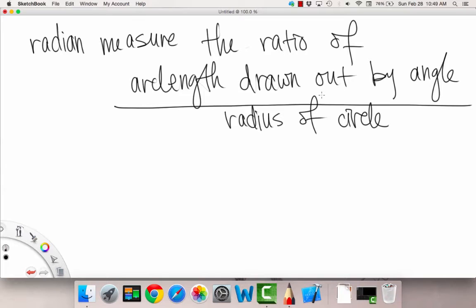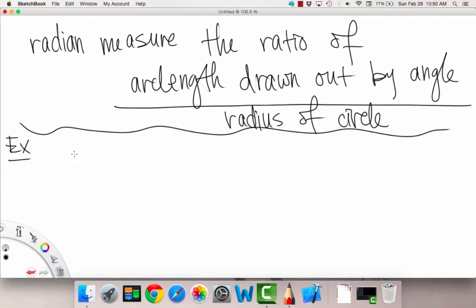So let's do an example of this. Let me draw a little squiggly line here first. So let's say we have a circle of radius 2, okay? So here's our circle, and let's say it has a radius of 2. So r is equal to 2, let's say, okay? And we want to take a fourth of it, meaning we want to find the arc length of a fourth of this circle, okay?